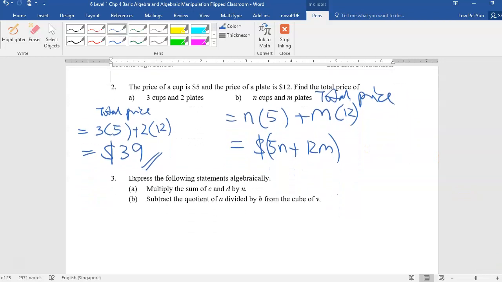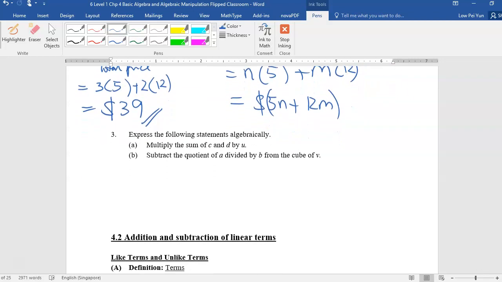Now let's move on. Question 3. Express the following statements algebraically. A. Multiply the sum of C and D by U. So Mrs. Liao is going to look. I want to find the sum of C and D first. And then multiply by U. So A, sum of C and D. C and D multiply by U. We can rewrite this as U times C plus D, so that we can save writing the multiplication sign by placing the U in front of the whole brackets.